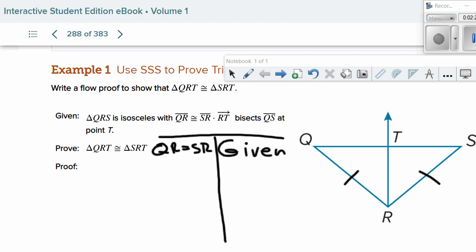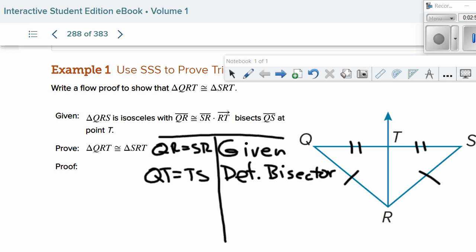They also tell me the ray RT bisects QS at point T. So that means that, if we remember what a bisector means, it cuts something into equal halves. Well, I need to state that, okay? So I'm going to say here that QT is equal to TS by the definition of a bisector. Okay, it was given to me, but I have to now state what is equal after that's been done.